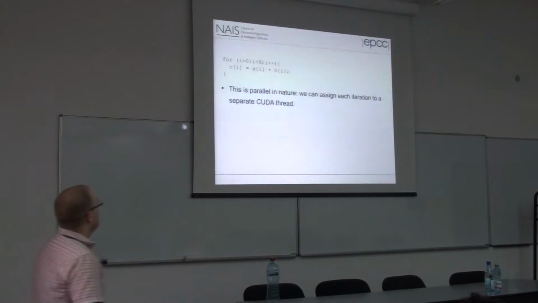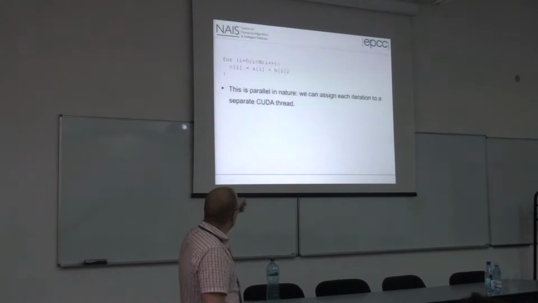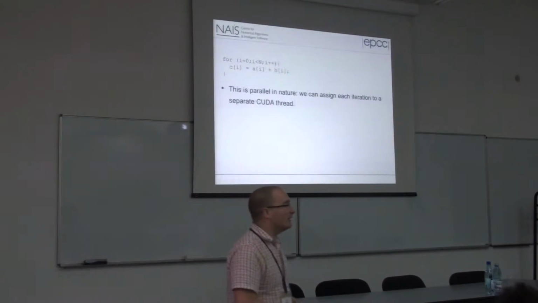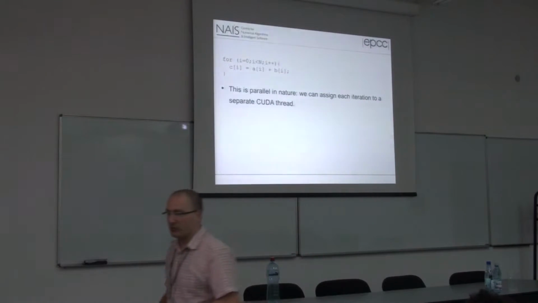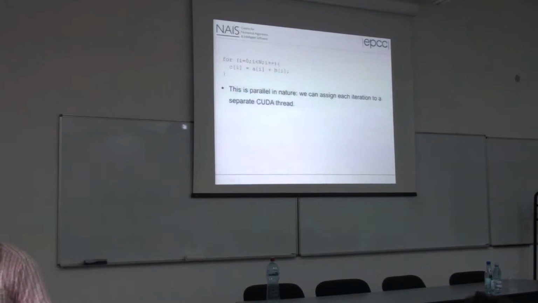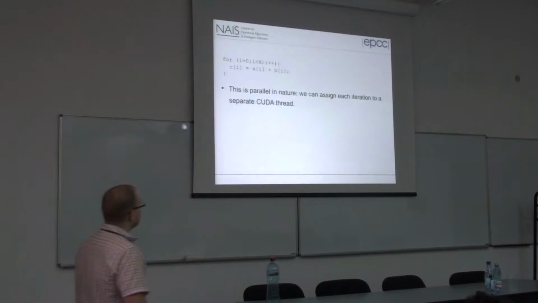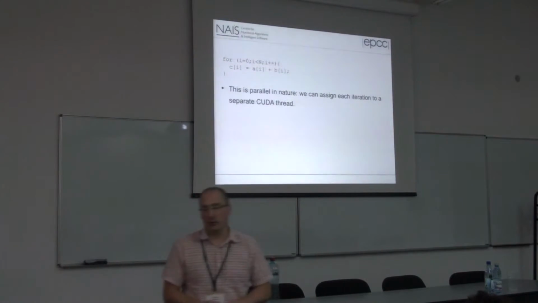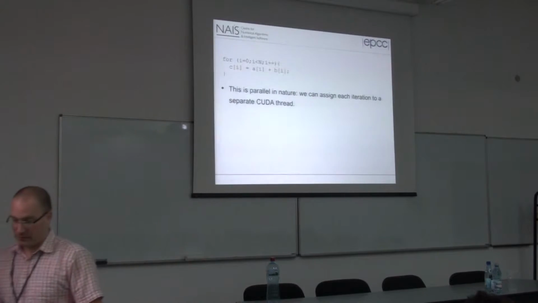So, this is quite a small loop. This is the kind of common bit of code we have sitting inside our scientific simulation. We've got some kind of matrix, some kind of vector in this case, and we're doing an operation on it. And this is parallel in nature because each iteration of the loop is independent. Okay? So we can do them all at once if we want.